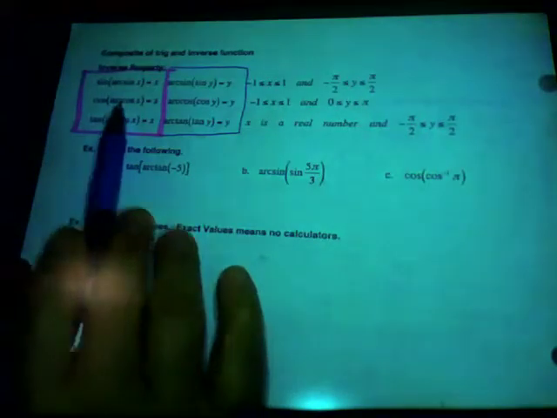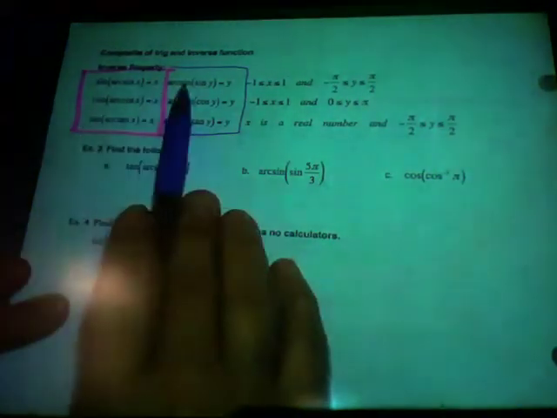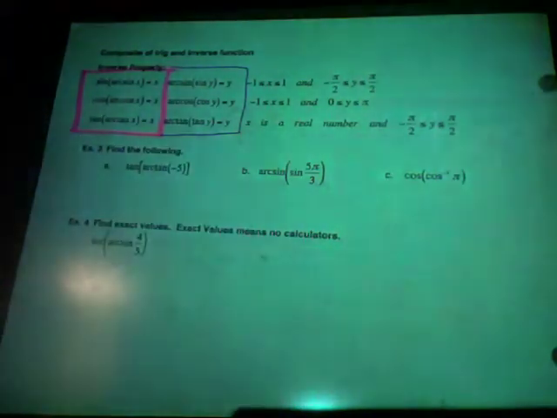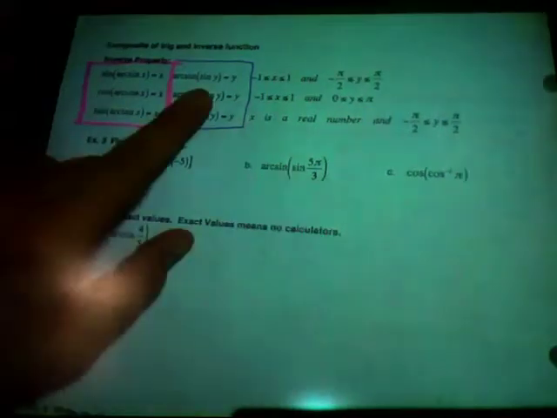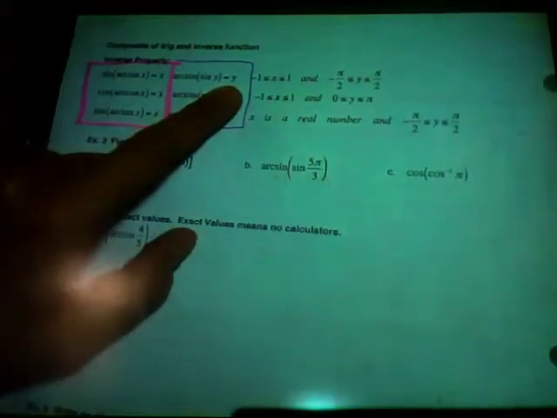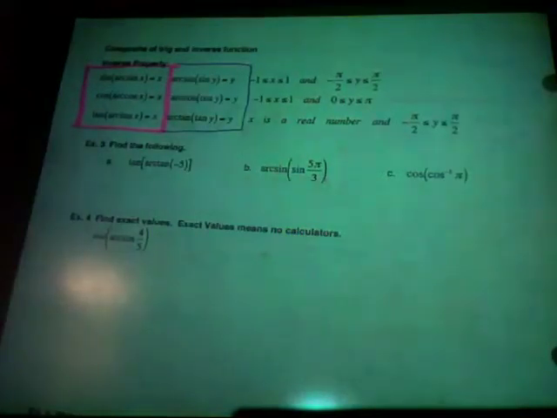This is the next section, and all it's saying is it's reversing the inverse and the regular function. So the arc sine is now outside. It doesn't matter whether you have the arc sine of the sine or the sine of the arc sine. Whatever this is, that should be the answer, so long as you follow the domain restrictions. And so that's what follows here. These are the domain restrictions right here.